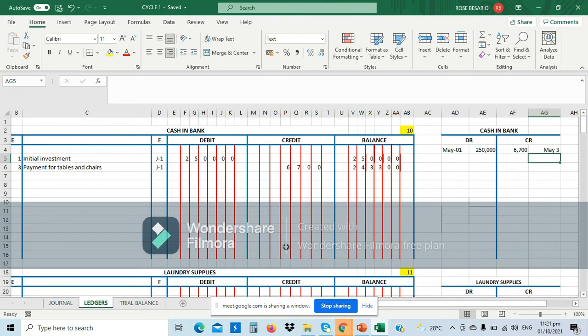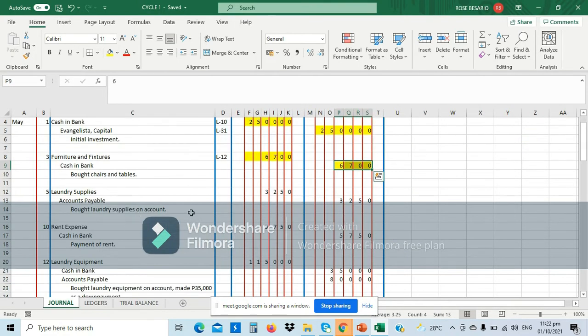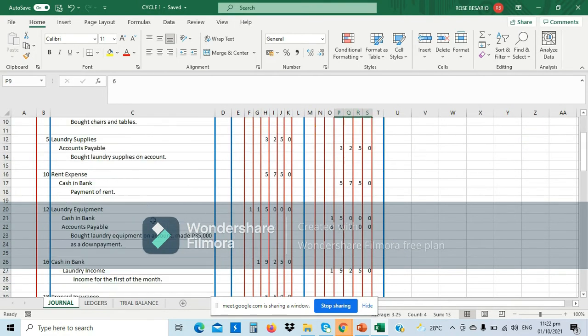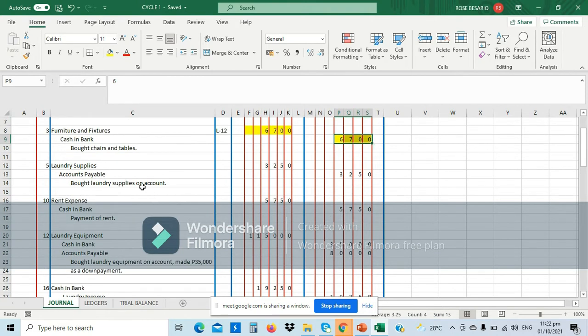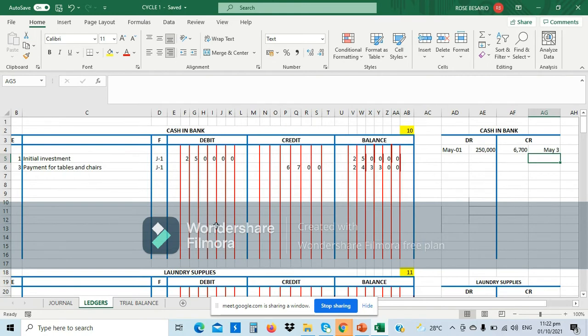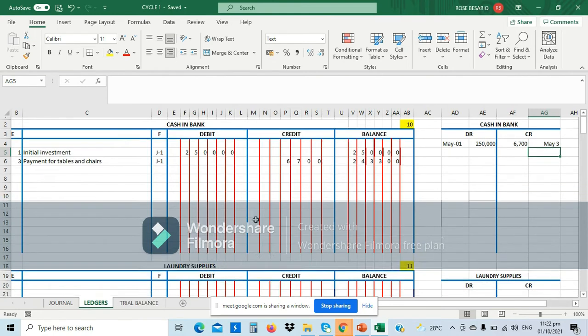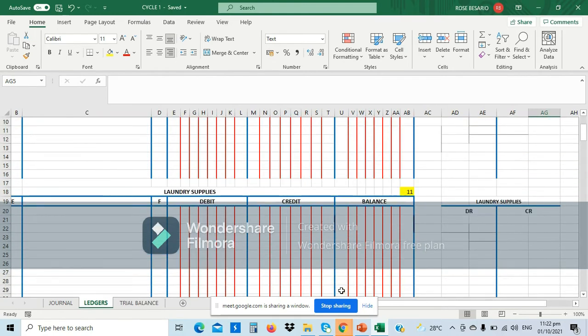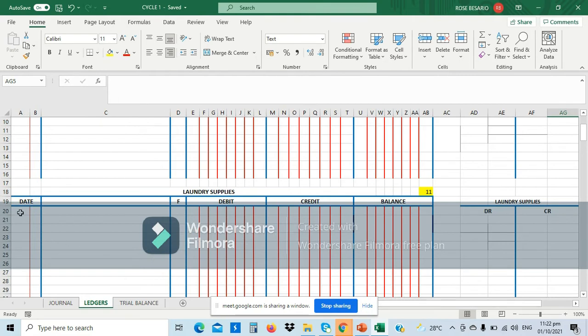Okay, so that's it. We'll now proceed to the May 5 transaction. So we have laundry supplies, 3,250. Okay, so I will post it to the laundry supplies account. So this is the laundry supplies account. So again, start with your date. This is the first time you post an entry, no? So 2018.